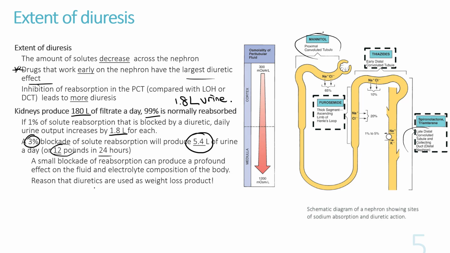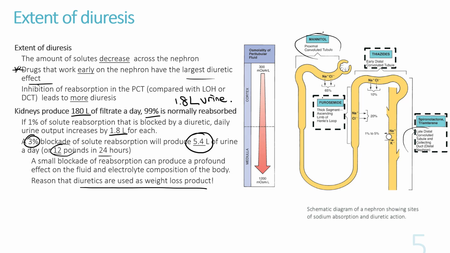So this is the reason why diuretics are used as a weight loss product. But as I said, they have adverse effects: causing acid-base imbalance, electrolyte imbalance, dehydration, hypertension, and hypovolemia. So it's not a good strategy for quick weight loss because it might lead to more serious adverse effects.